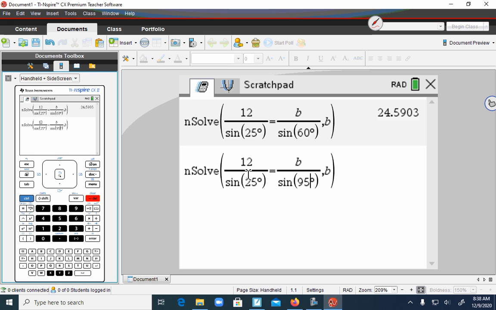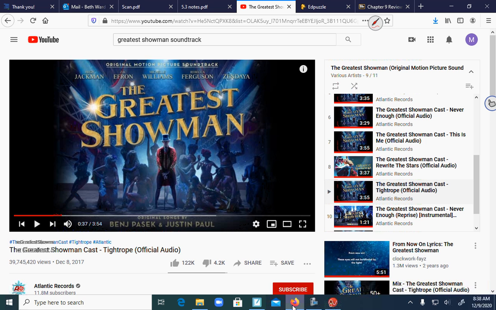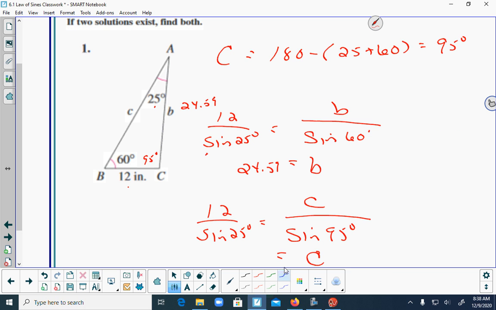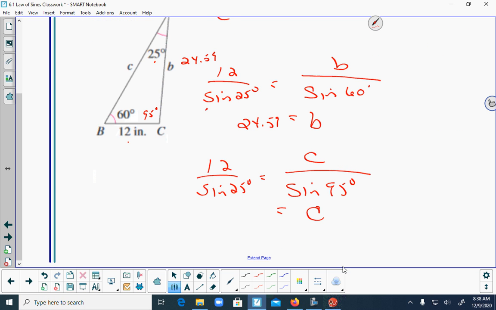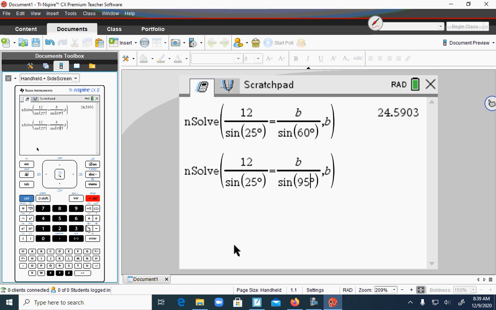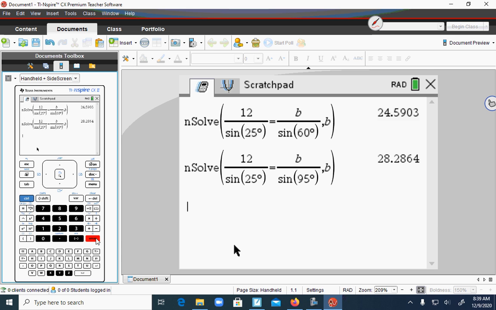So now I have 95 degrees. I know this should be really letter C, but it's really not worth my effort to change it, so I'm not going to change it. I'm going to hit enter. And I get 28.2, and if I round correctly, that would be 28.29.